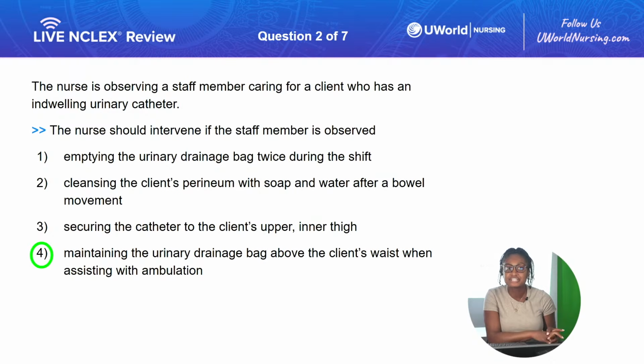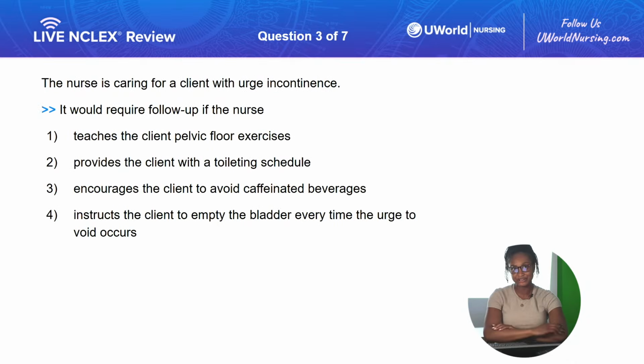And option 3, securing the catheter to the client's upper inner thigh. This is a correct teaching, something that we do to anchor the catheter in place so it doesn't cause tension on the balloon or on the catheter itself and go flying and swinging everywhere. So yes, secure the catheter to the client's upper thigh, but do not maintain the urinary drainage bag above the waist. But you got it. Easy. Good job. Let's see if I can get a little harder for you guys.